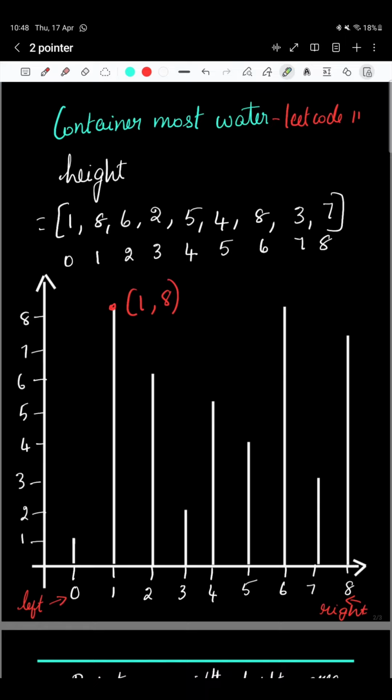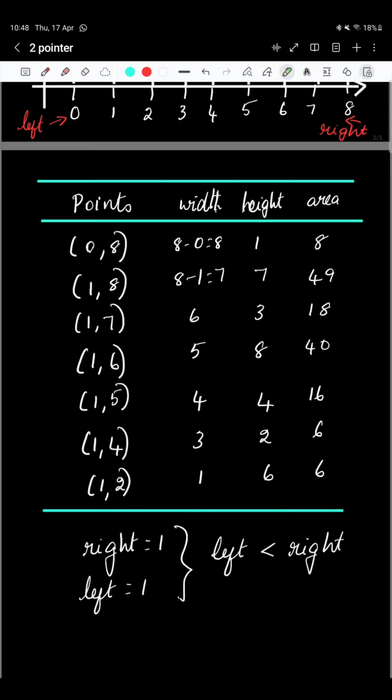For this we use the two-pointer technique, in which I have 2 pointers, one called as a left pointer starting from 0 and one called as a right pointer starting from 8. We start from 0, 8 and we see the area of the container that is formed with this boundary. So from 0, 8, the width is 8 minus 0, which is 8. The height of the smaller line is 1 and so the total area is 8.